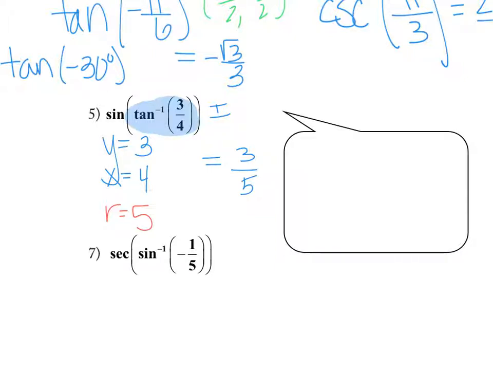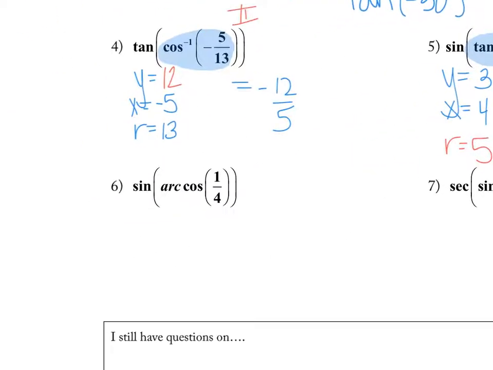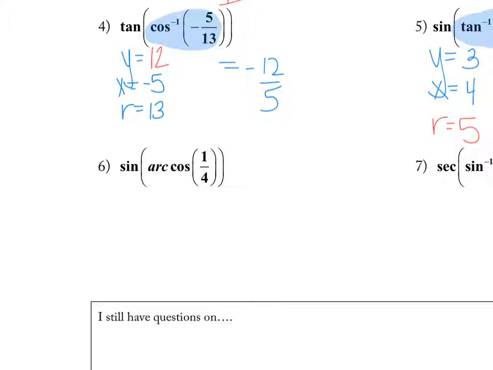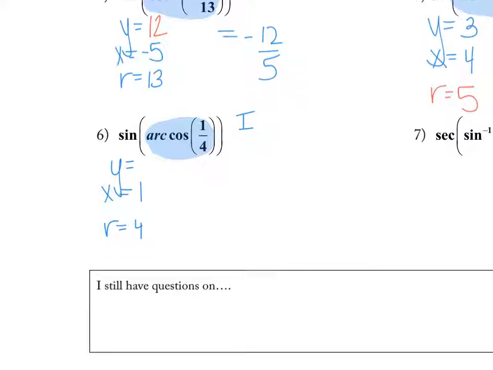Okay, so let's go over to number 6. We're going to work on the inside of the function again. We're taking the inverse of cosine, which since it's positive, we're going to be in quadrant 1. So y is the unknown, x equals 1, r equals 4. Okay, this is not a Pythagorean triple, so we're going to have to use x squared plus y squared equals r squared to find the missing side length.